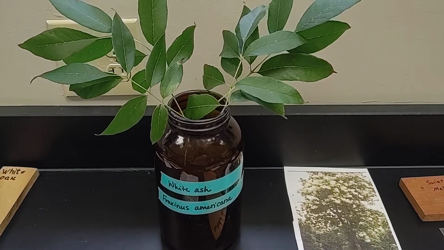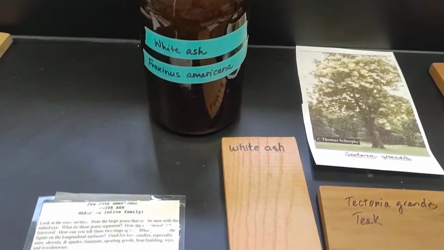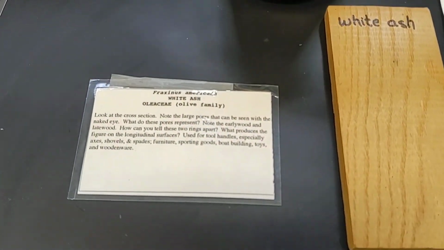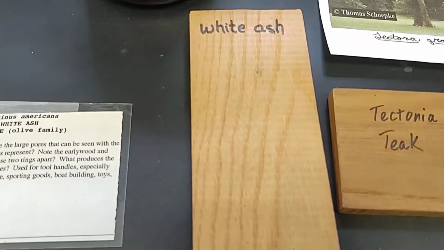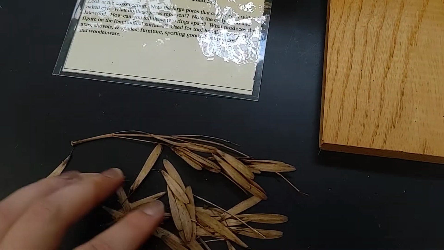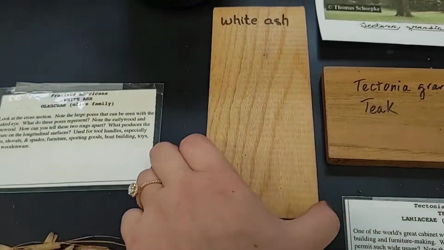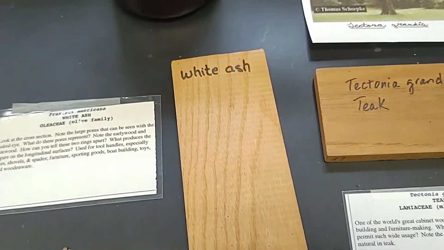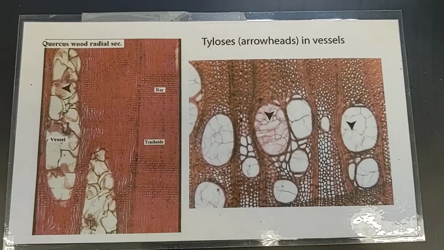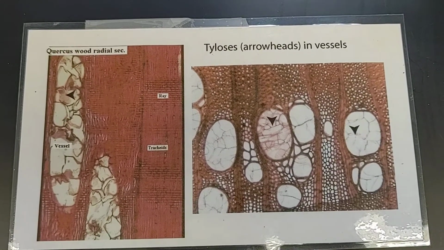Here we have white ash, or Fraxinus americana, which can be found all over campus. There's a little information about that. A sample of white ash, and some of its fruits. There are dry fruits that have fallen off. Ash is a very hard wood. Here's a really good picture for showing vessels, tracheids, and rays all in one picture.